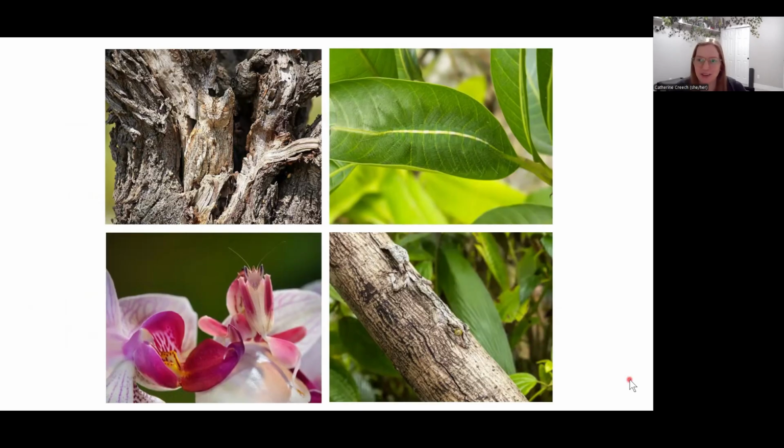Here's another example of natural selection in action. There is an organism hidden in each of these pictures. One is a bird, a caterpillar, a lizard, and a bug. So take a moment, try and find them.